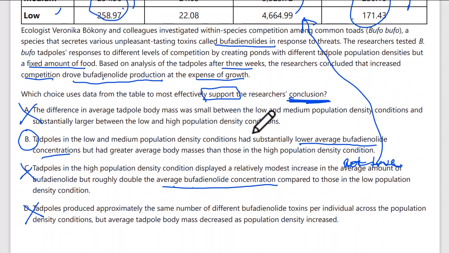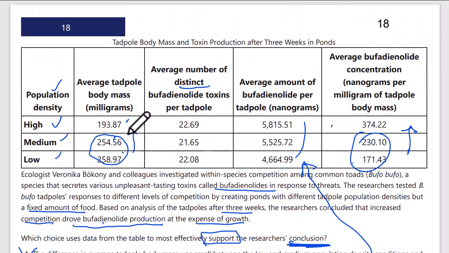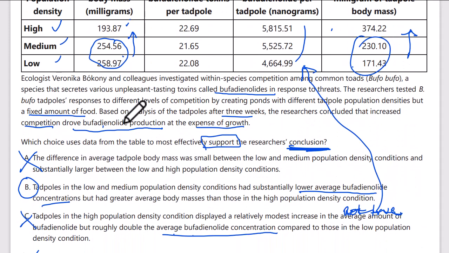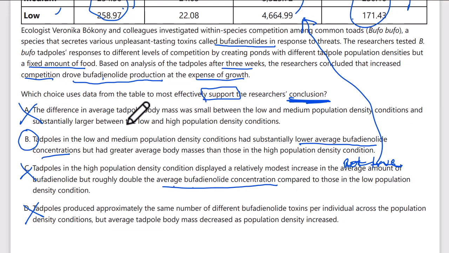So, okay, that looks true and supports the claim, but greater body masses than those in the high population. So the absolute body mass was greater, and it is. So that supports our 2 points. It's true and it's relevant, which of course has to be the case for pretty much every one of these quantitative or data-related command of evidence problems. This is correct. Again, this is a tricky one to read with the different names and meanings of the different columns.